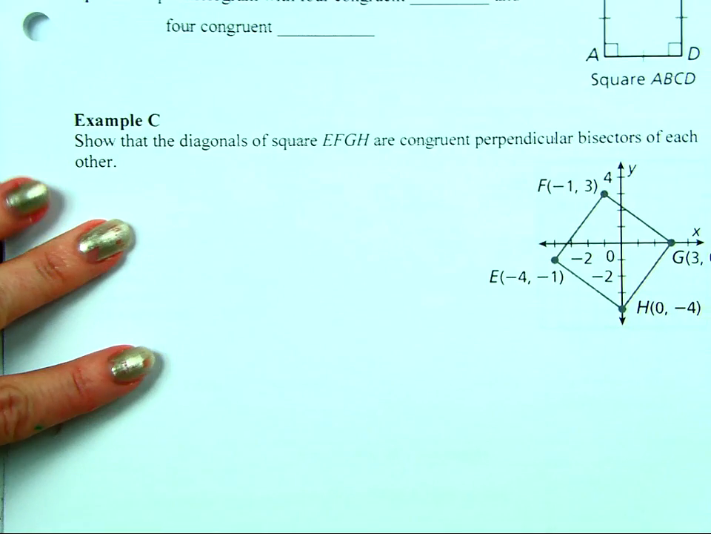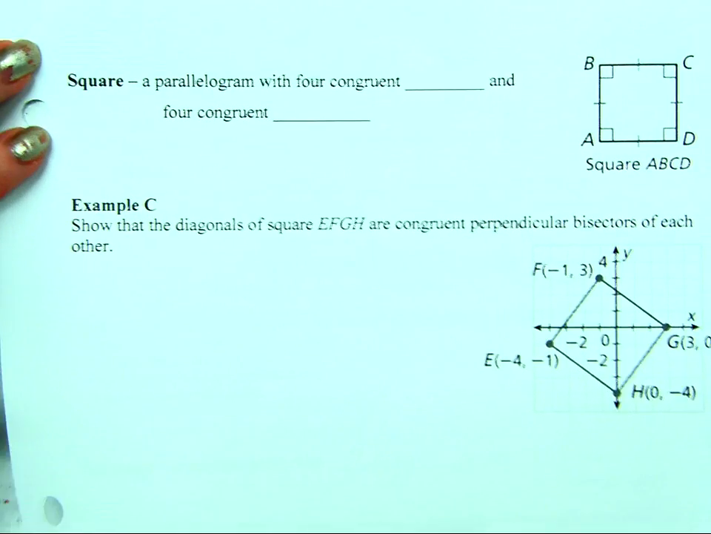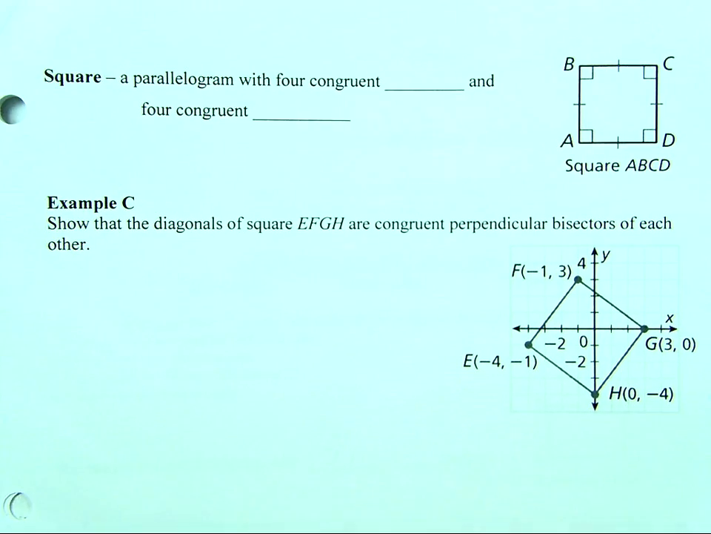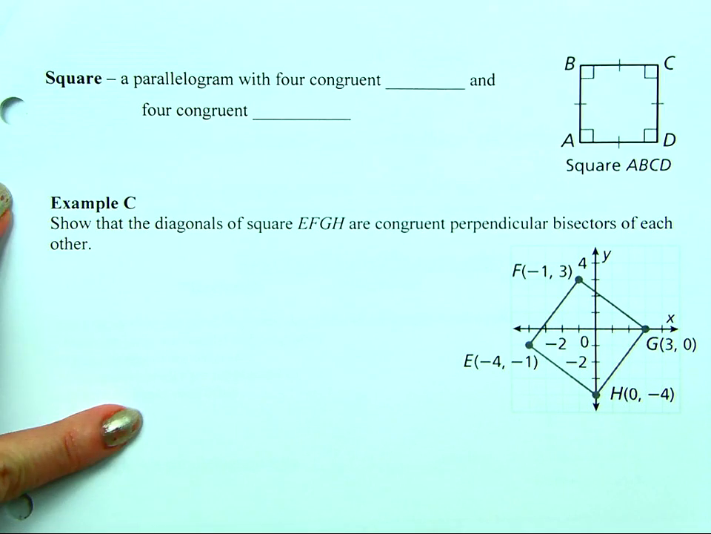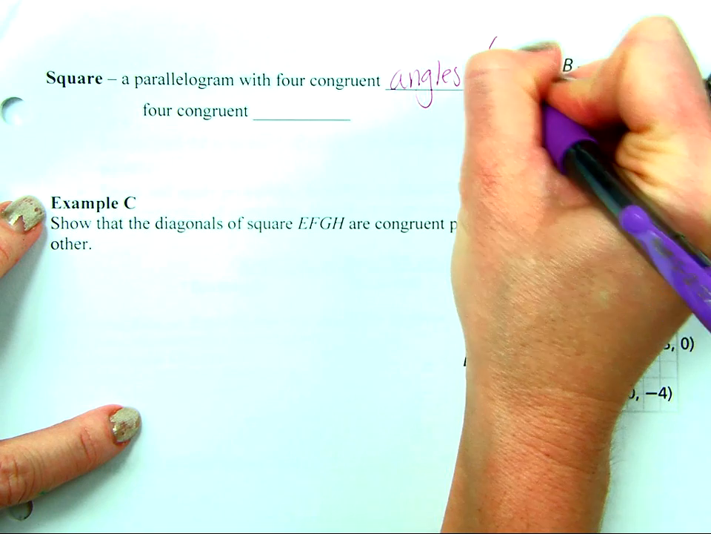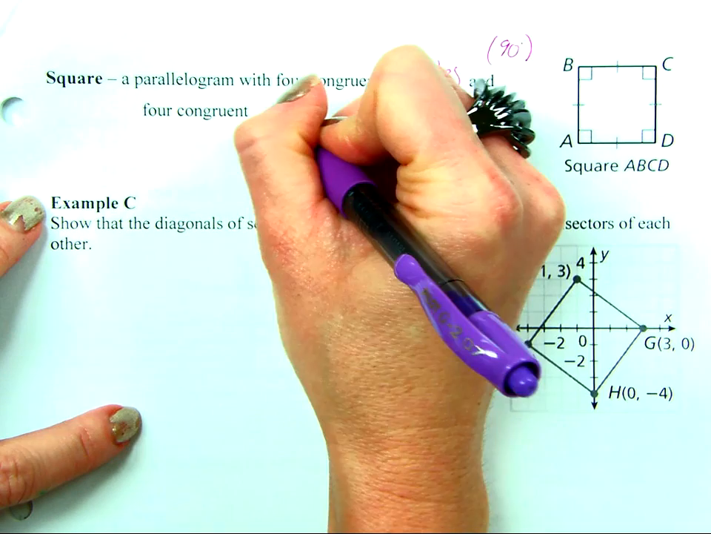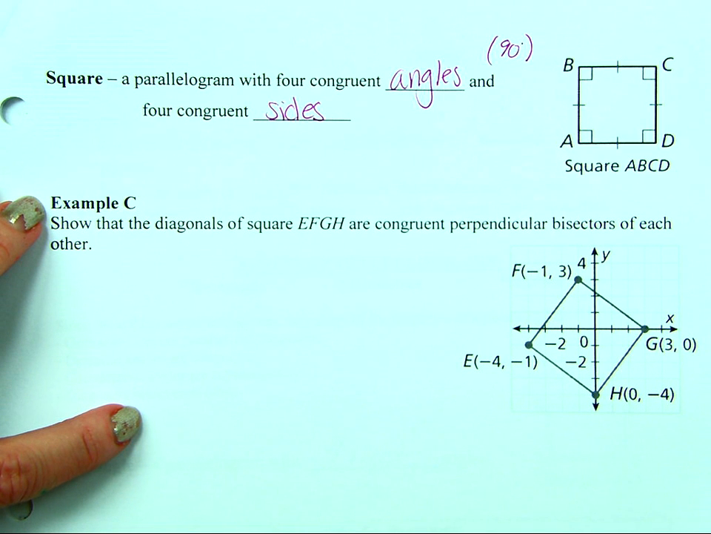Finally, let's have a little bit of discussion about a square. A square is a special parallelogram, and it is special because it is actually considered a rhombus and a rectangle. A square has 4 congruent angles, which are 90 degrees, and 4 congruent sides. Therefore, it makes it a rectangle and a rhombus. All of the properties would be true for a square.